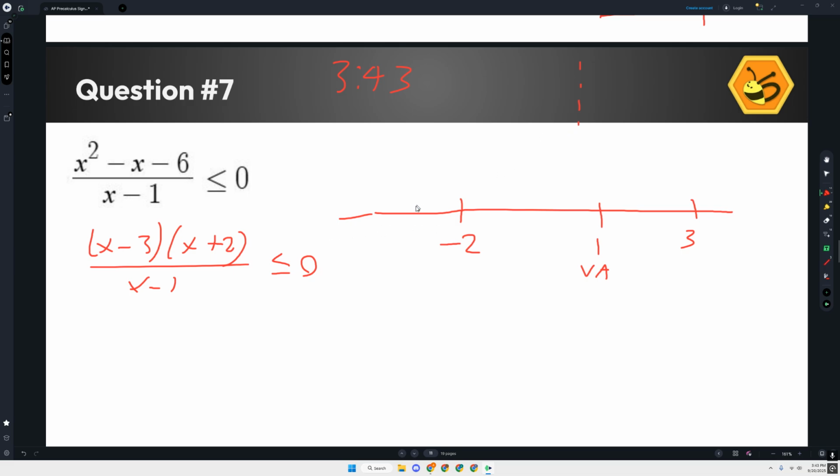So we're going to plug in a number first. We're going to do negative 3. If we plug in negative 3, it would be negative, negative, negative, which means it will still be negative. Now we're going to plug in 0. 0 would be negative, negative, positive. So now it would be positive.